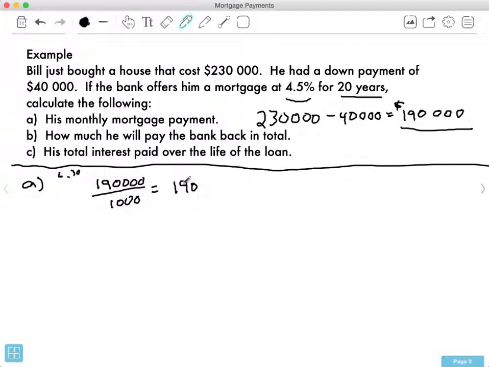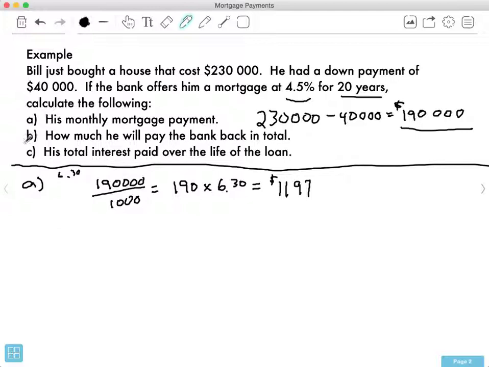Because he's borrowing $190,000, to get 190. And then you multiply that by the number you found off the table, which is $6.30, because he needs to pay back $6.30 every month for each $1,000 that he borrowed. What you end up getting, which I've done on my calculator on the side here, is $1,197. That is his monthly mortgage payment.